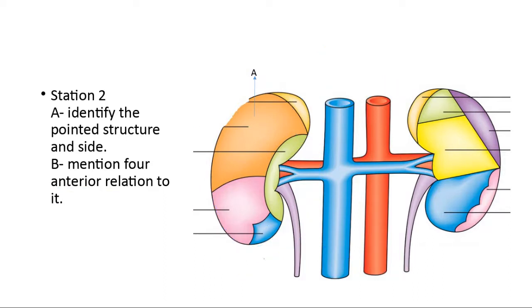So there is one more picture. There are two pictures of the kidney. So if there is another picture where you are showing the inside structure like this, then there is no need to write the side of the kidney.